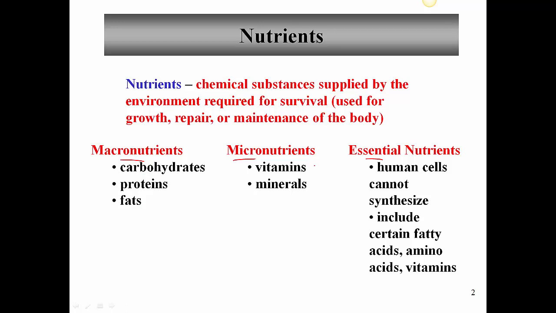Micronutrients, on the other hand, are things like vitamins and minerals that we only need very small amounts of, but these are very important for the body's function. And finally, we have essential nutrients. These are things that cannot be synthesized in the human body. We have essential fatty acids, we have essential amino acids, and of course vitamins and minerals, as we saw over here. So these are the three different classes of nutrients that we have.